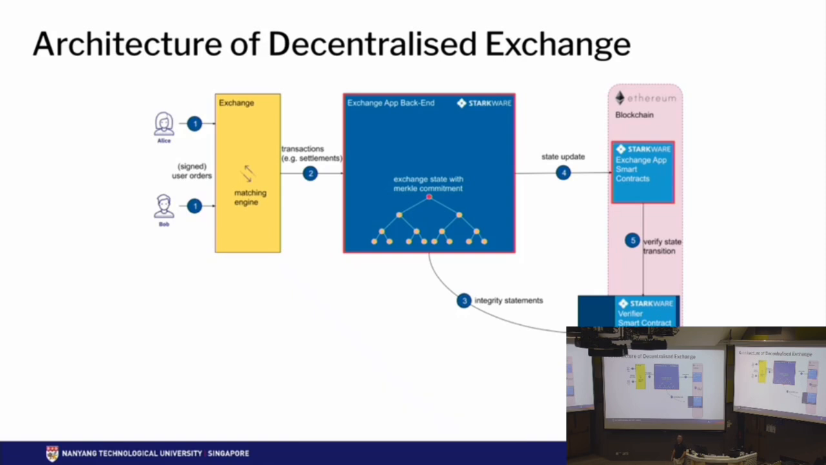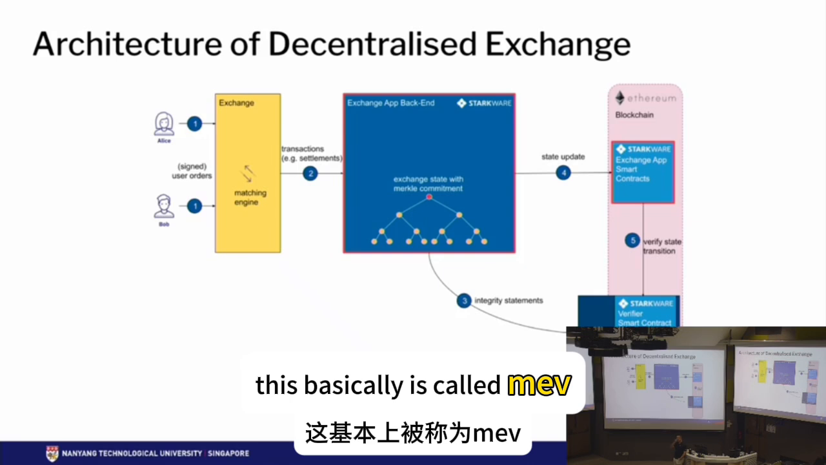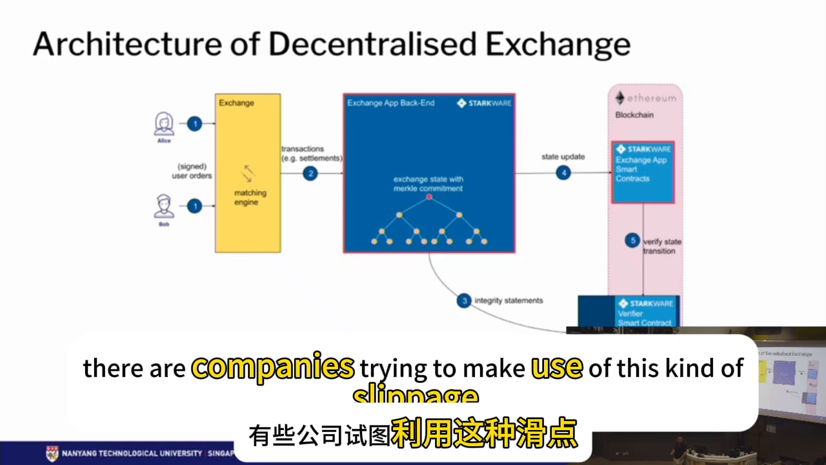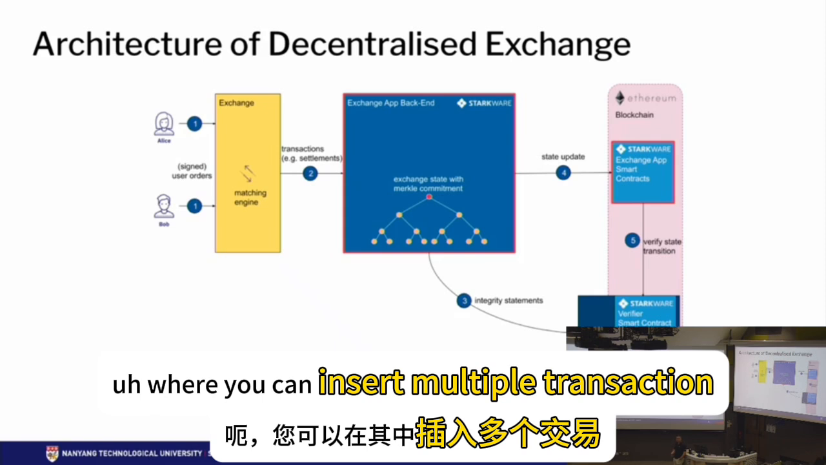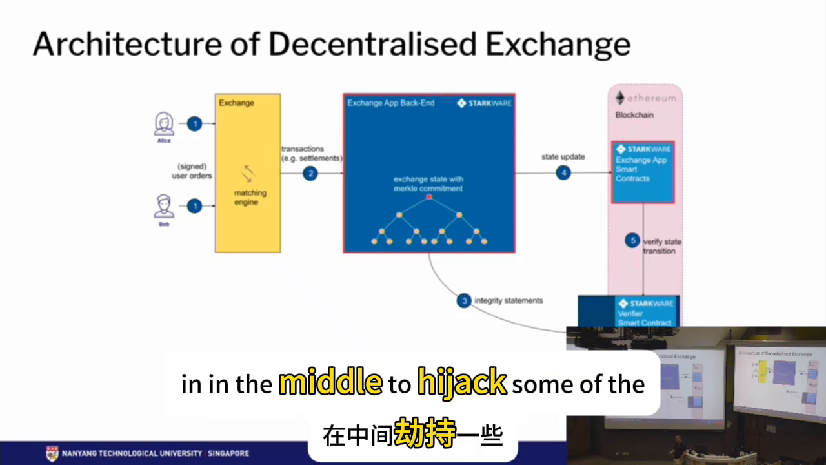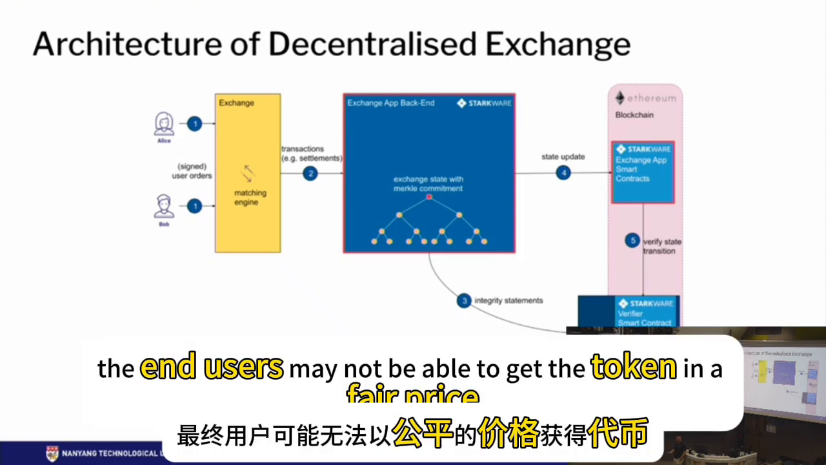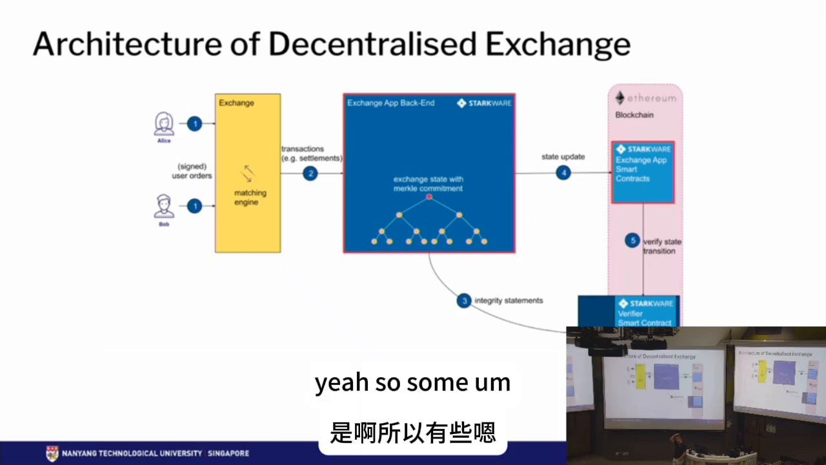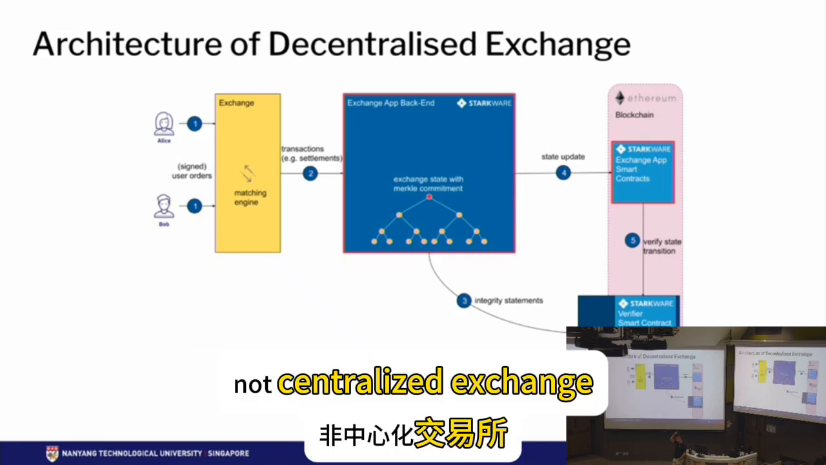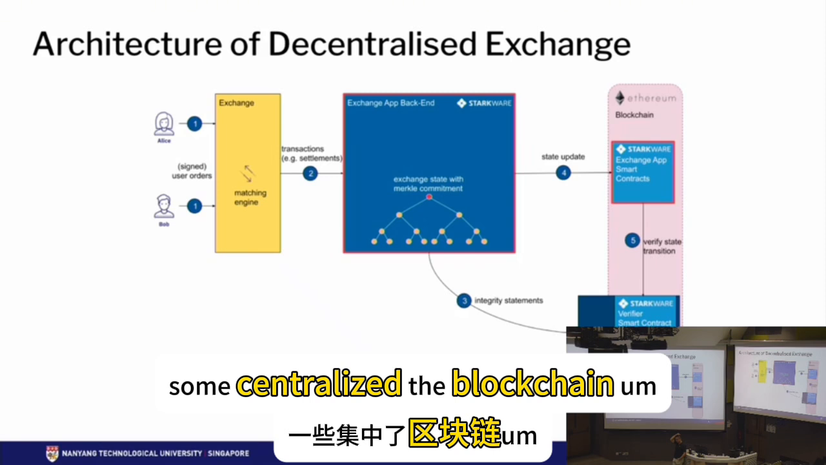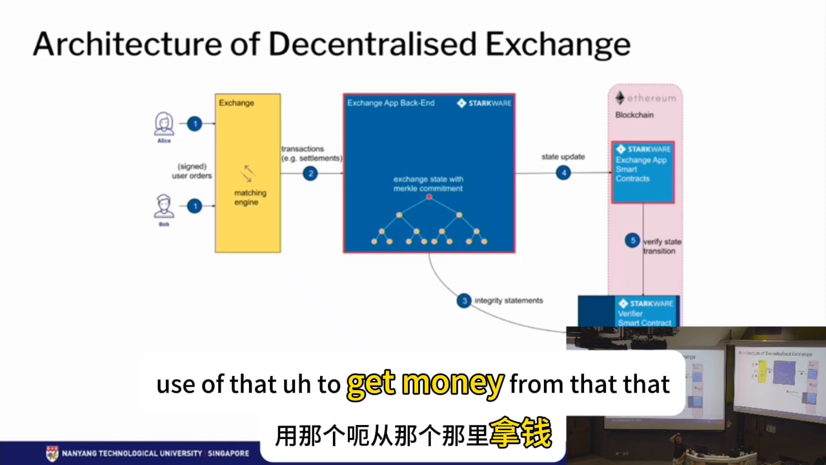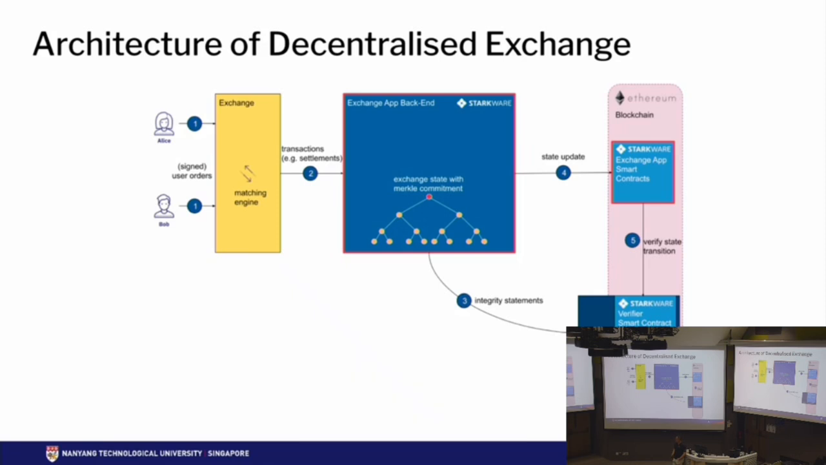So that's why this is basically called MEV, where companies try to make use of this kind of slippage, where you can insert multiple transactions in the middle to hijack some of the transactions. And then the end users may not be able to get the token at a fair price. That's actually a big issue in the industry right now. Some centralized blockchains, the owners of the blockchain, are also trying to make use of that to get money from it. That's what I heard.